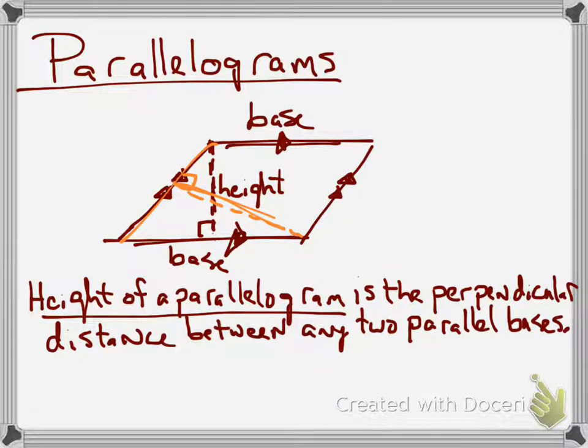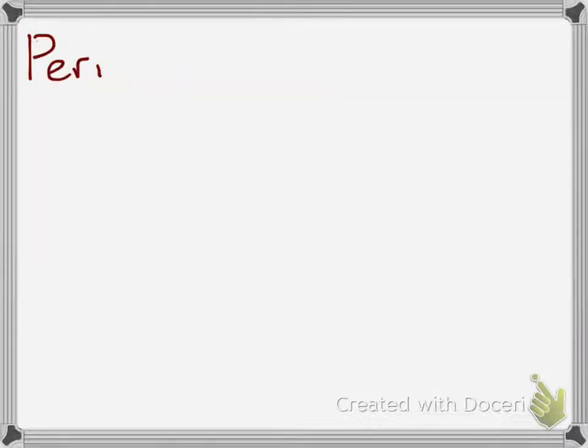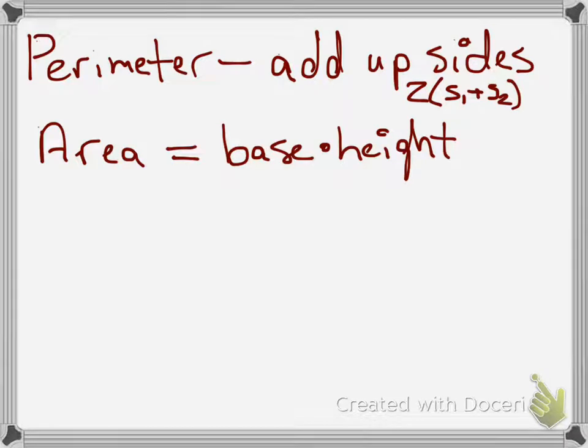For example, first off, let's talk about perimeter. Again, perimeters add up the sides, but here's the thing. Since the opposite sides are congruent, if you add two sides and multiply by 2, you would get the perimeter. And then base times height is the area. So notice there, that's why it's important.